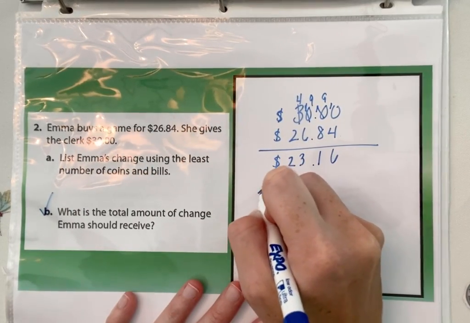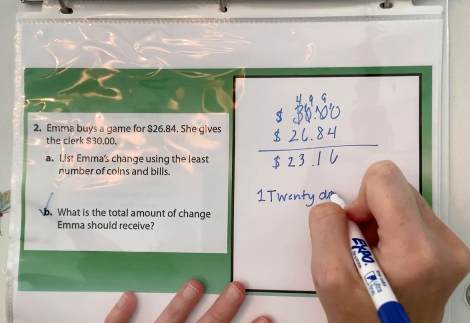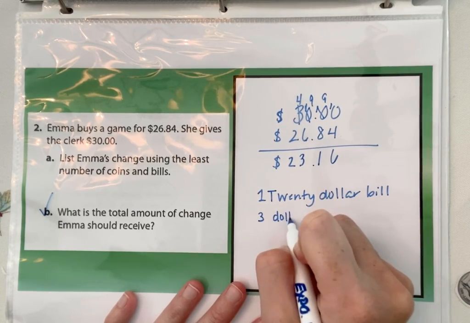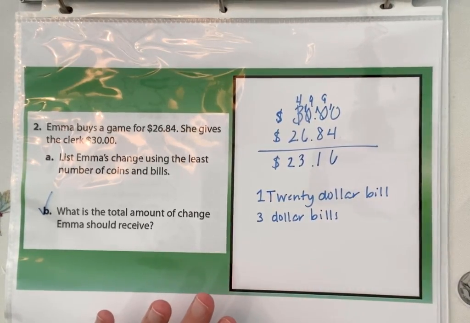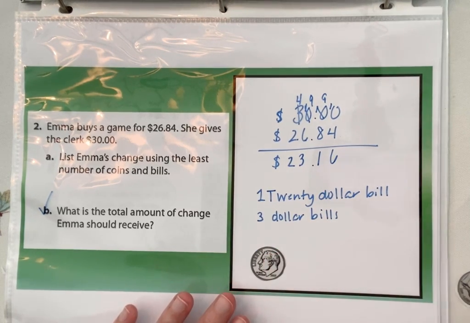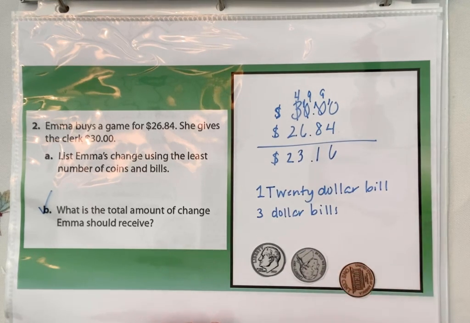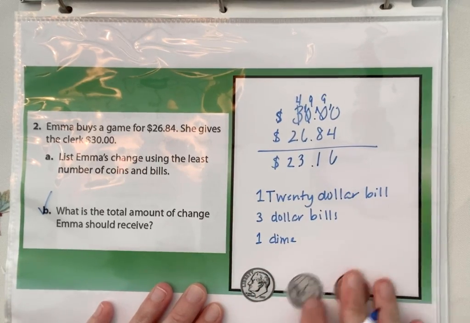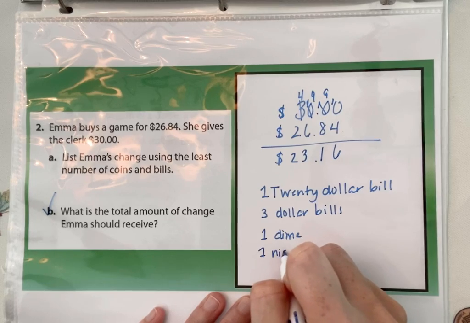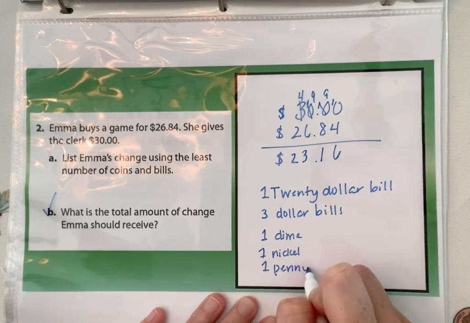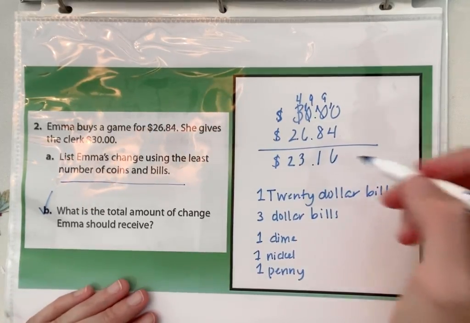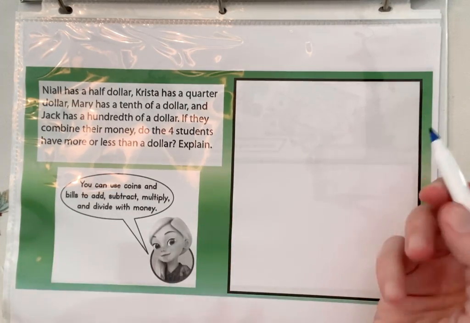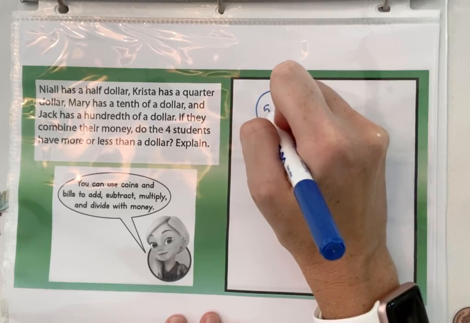So she would get a $20 bill, right? I can't do a $5 bill or a $10 bill, so she would get $3 in bills. And it looks to me like she would get 16 cents: 1 dime, 1 nickel, and 1 penny. 1 dime, right? 10, 15, 16 cents. Those would be the least number of coins and bills we could use to make $23.16. Niall has a $50. I don't have a $50 picture, but a $50 is worth 50 dollars.